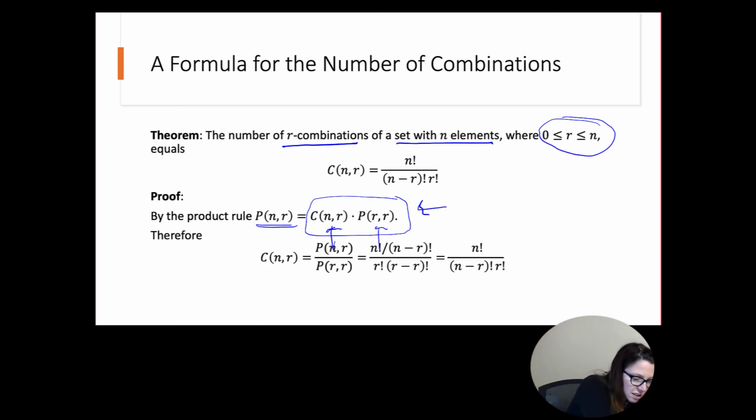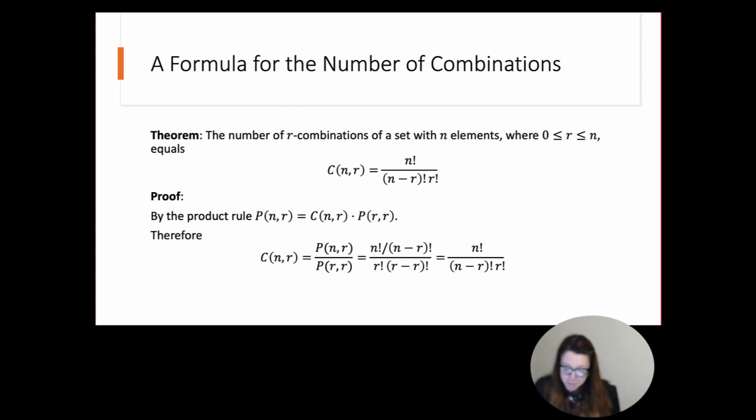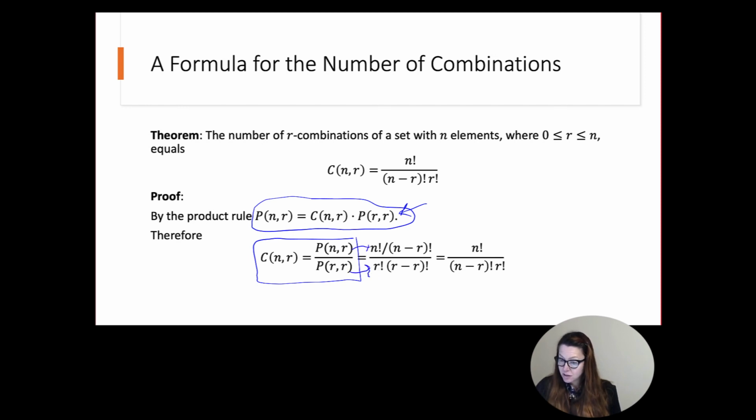Okay, so let me just delete this. But what that means is now we have a formula. We know the formula for P(n,r) and P(r,r) because we were just given it in the previous theorem. So now we can just move things around. From this, we can get to this point. We just divide by P(r,r), and that gets us to this point. We know the formula from each of these to each of those, and then we can just simplify. And what we end up with is what we were looking for in the first place.